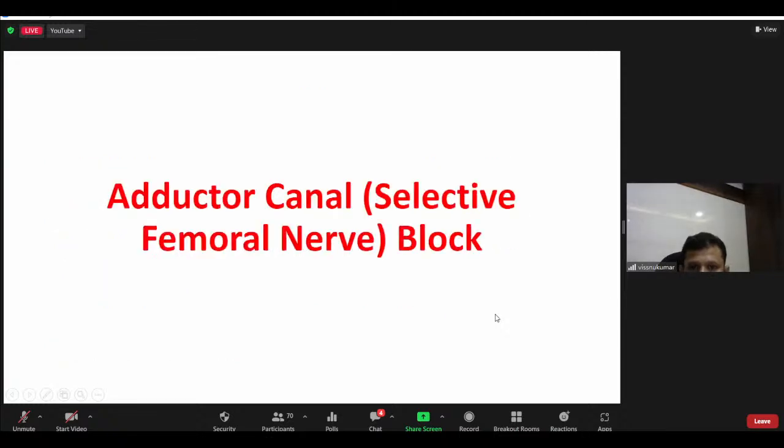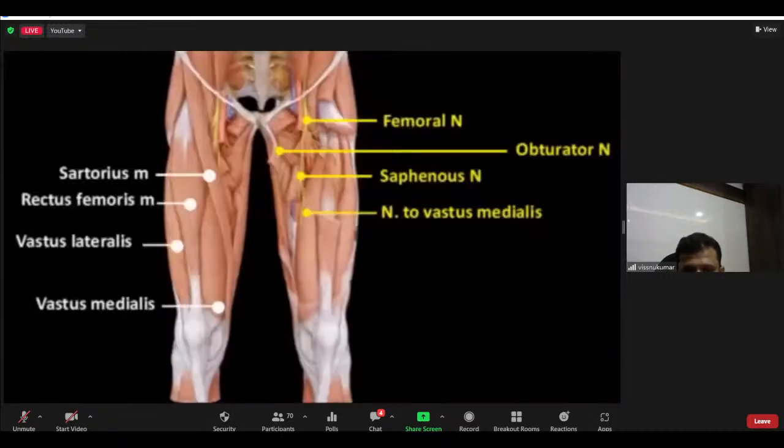Okay. So next is the adductor canal. It's a selective femoral nerve block. This is a very important theory exam question, because when I did my MD, I got "draw a neat and labeled diagram of adductor canal anatomy and explain the importance of subsartorius or adductor canal block." So let me go through this block in very detail.